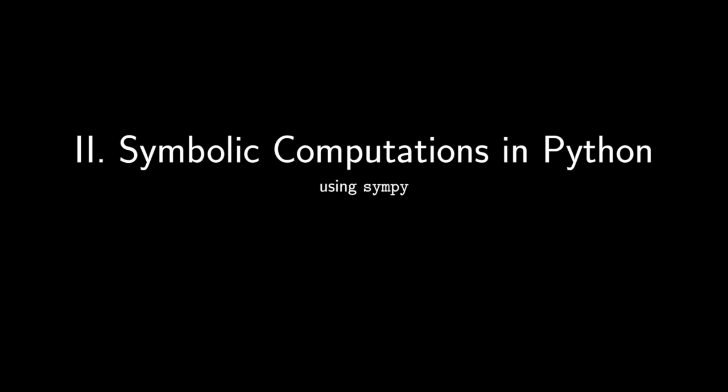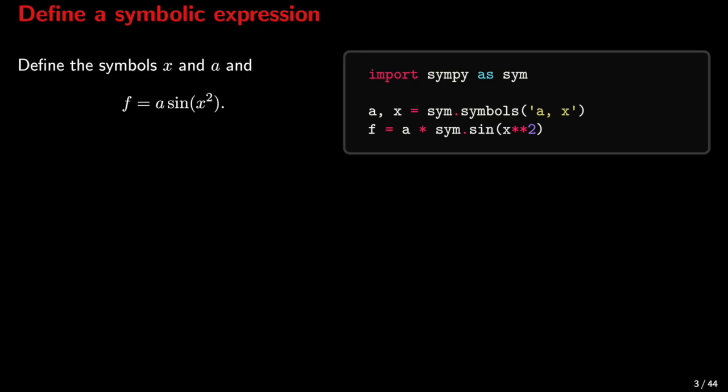Part 2. Symbolic computations. We will be using sympy, which is a package for symbolic computations in Python. You can import it like this. Using sympy, we can define symbolic expressions like this one. Later, we'll be able to use sympy to determine derivatives, integrals, partial fractions expansions, Laplace transforms, inverse Laplace transforms, and a lot more. But first, we'll look at how we can define such symbolic expressions.